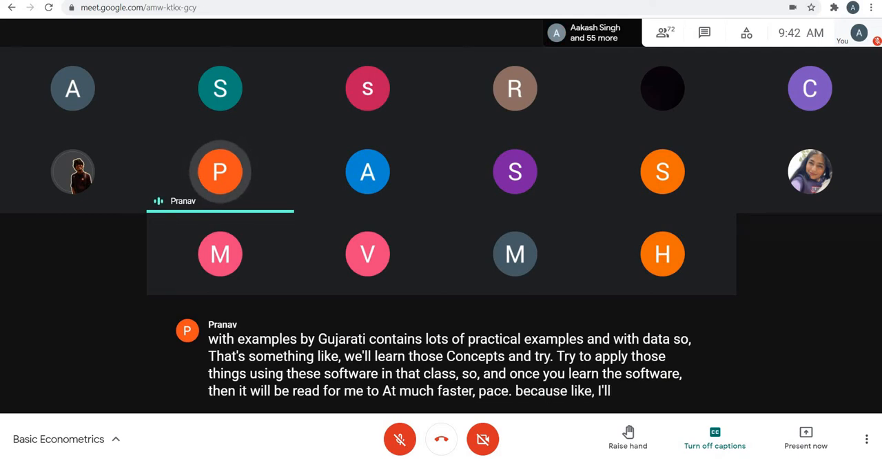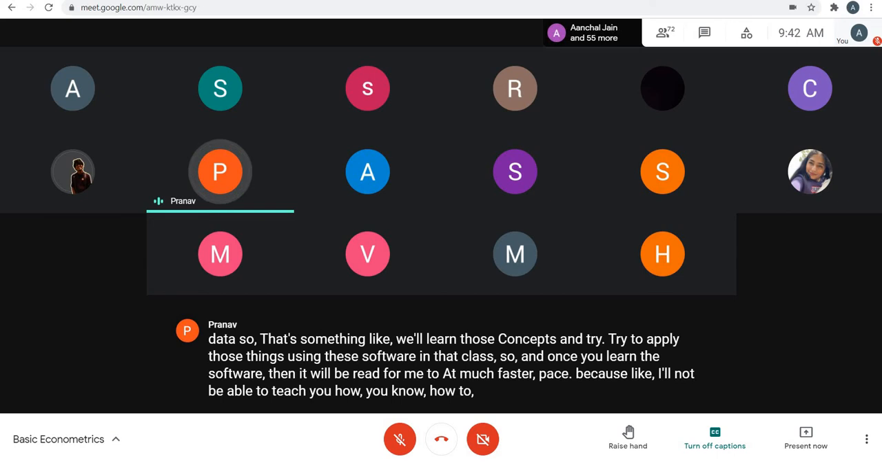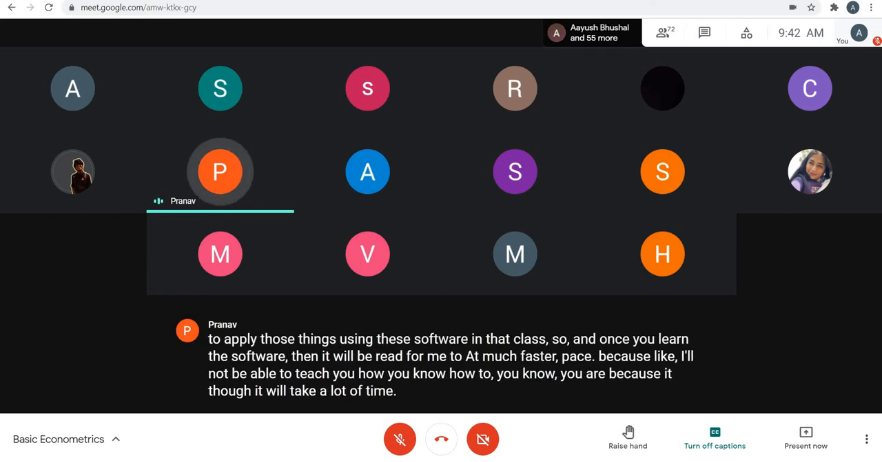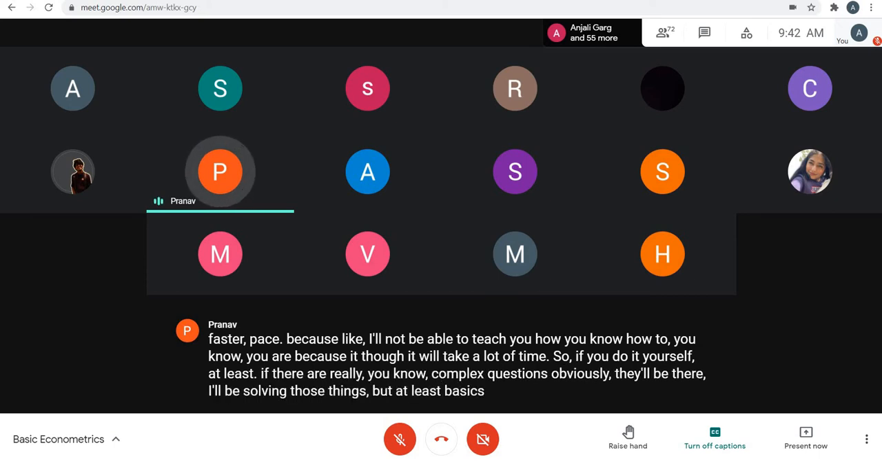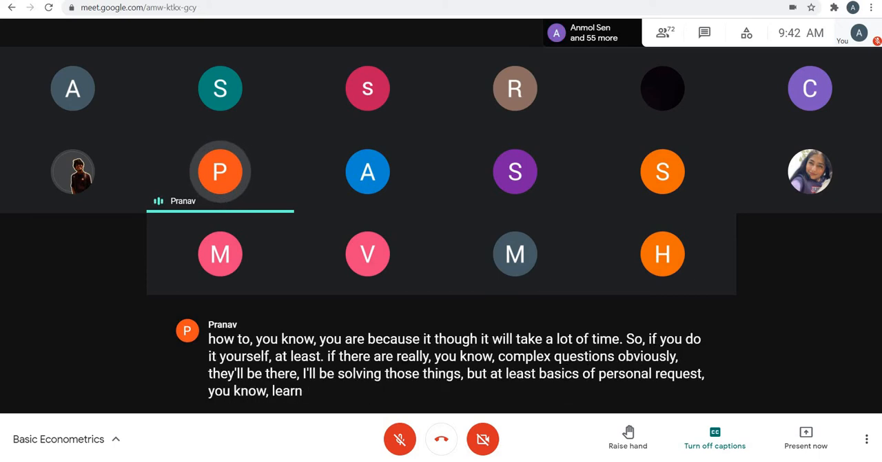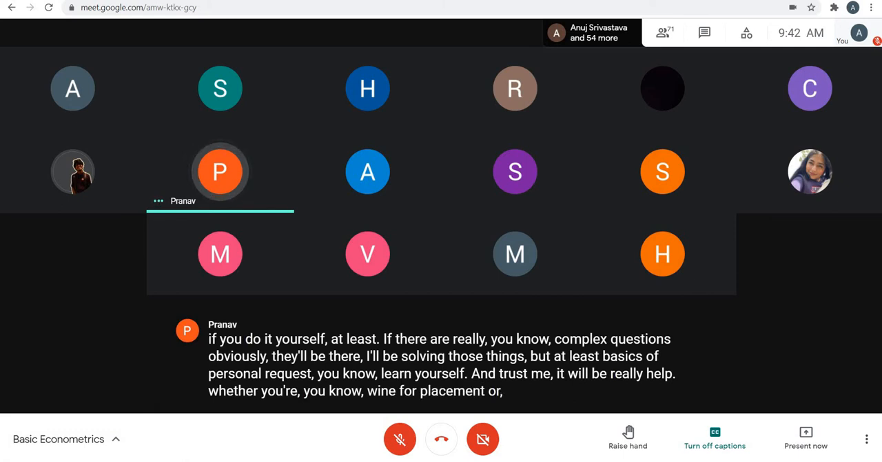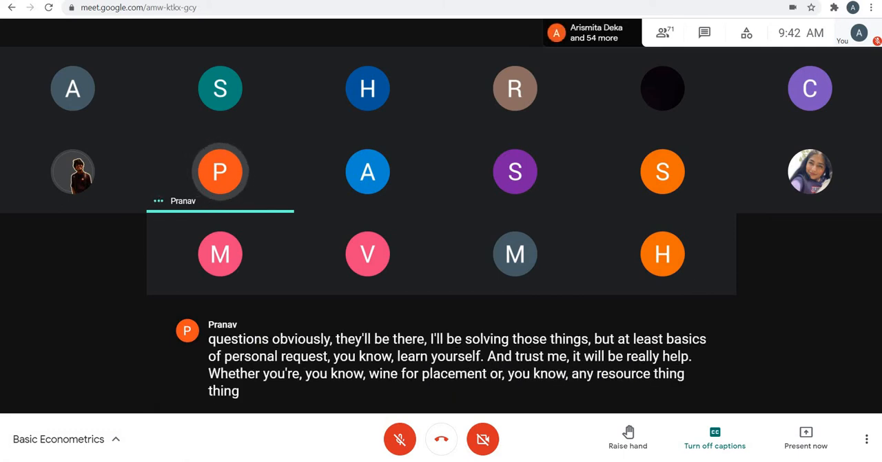Because I'll not be able to teach you how to use R, since it will take a lot of time. So if you do it yourself, and if there are really complex questions, obviously I'll be solving those things. But the basic portion, I'll request you to learn yourself, and trust me, it will be really helpful. Whether you're vying for placement or any research think tank as well, if you're interested in going for academics.